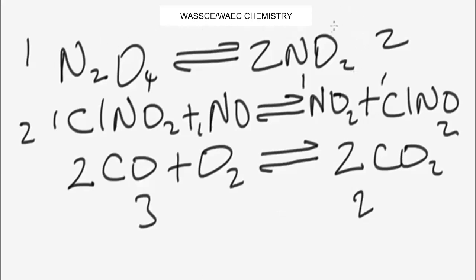Basically, in this first reaction, since the equilibrium position will shift from the right to the left, more of this substance will produce nitrogen 4 oxide, whereas in reaction 2, no effect. In reaction 3, since the equilibrium position will shift from the left to the right, more of carbon 4 oxide or carbon dioxide will be produced.